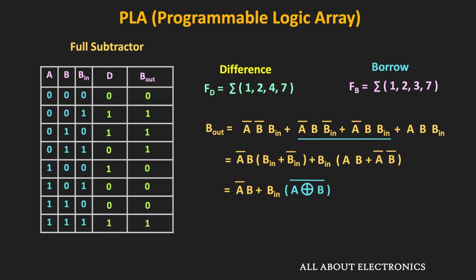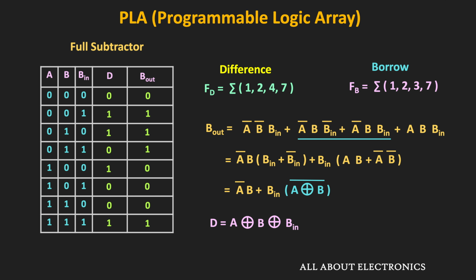But here as you can see, after minimization in the borrow output, we can reduce at the most one product term. And if we see the difference output, then this difference output is equal to A XOR B XOR Bin. That means here, it is not possible to reduce the product terms in this difference output. That means to implement this borrow output, we will require 3 product terms, while to implement this difference output, we will require 4 product terms.